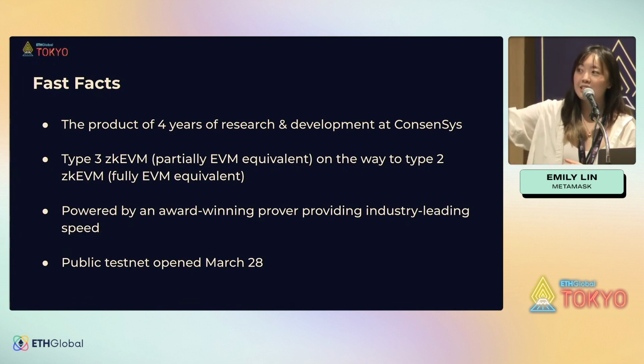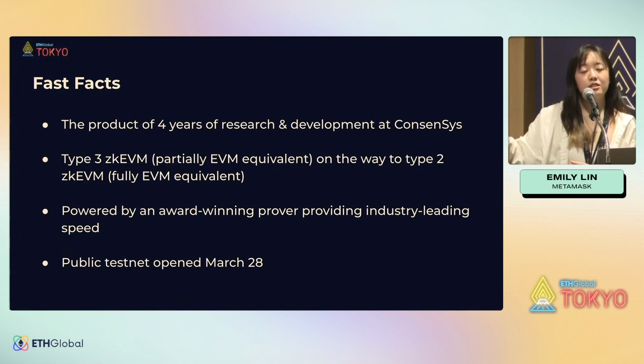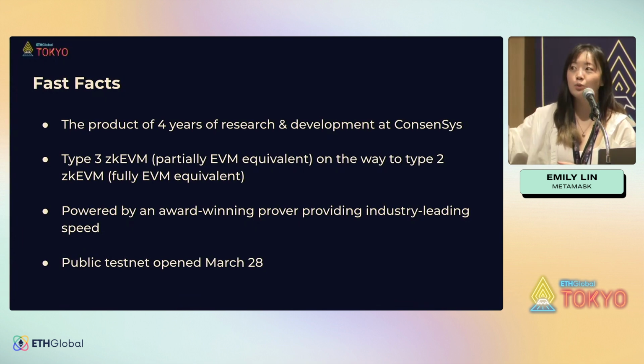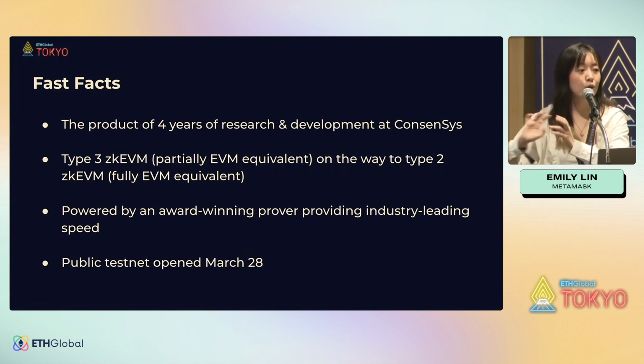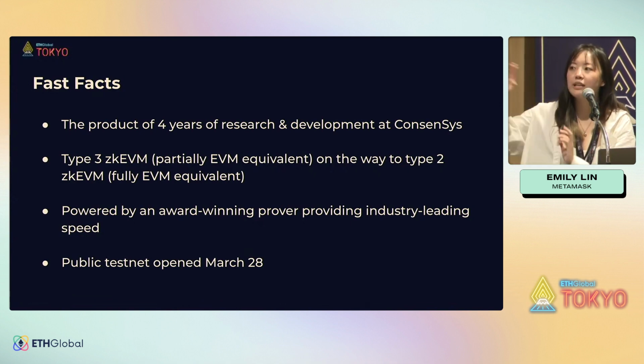The other piece, like I said, is that we are on the way to type 2 ZK EVM equivalency, which is EVM equivalent. Right now we are at type 3. You can think of that as more of a transitionary stage. When we get to mainnet, the goal is to be type 2.